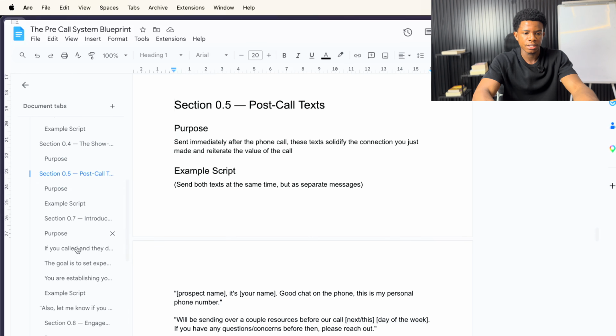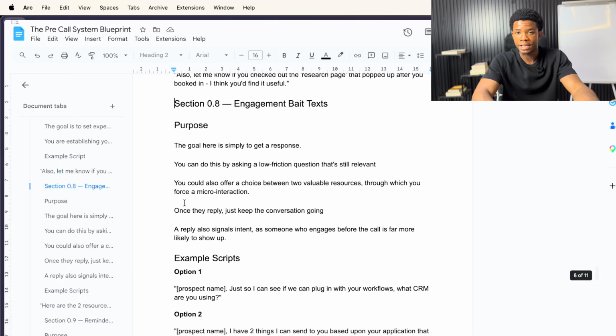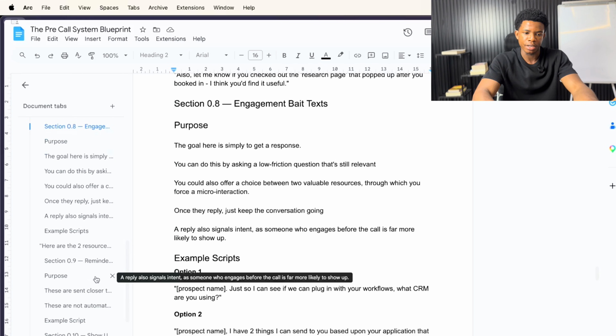And then you have your post-call text, and you have your engagement bait text as well, very similar to what we sent to them on the email as engagement bait.